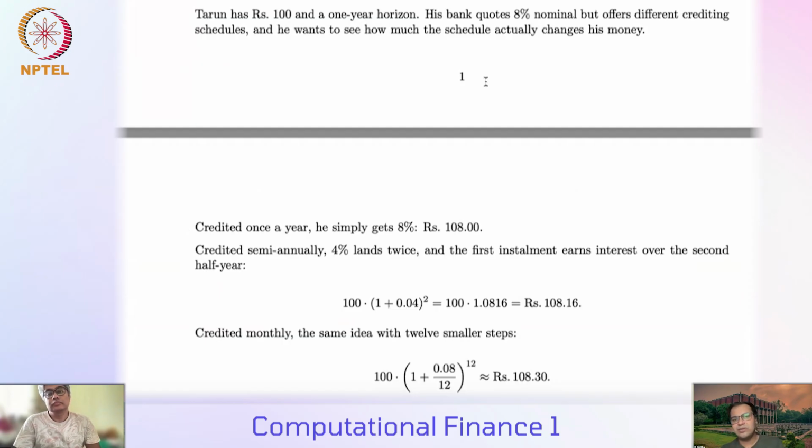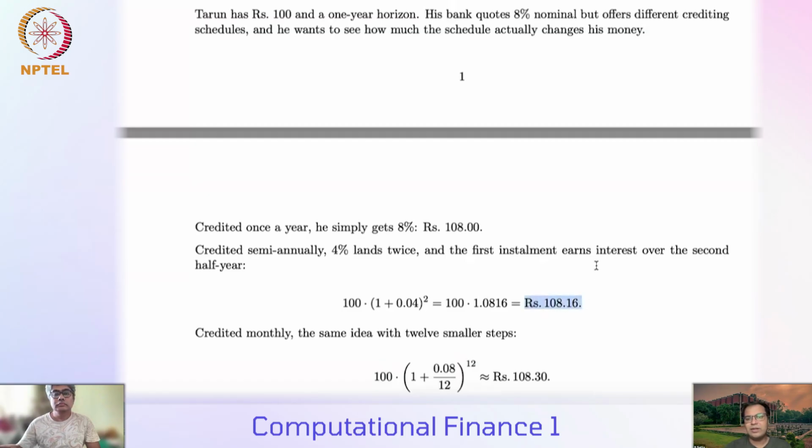If it's credited once a year, he's going to get 8%, so he would just get 108 at the end of the year. But if it's credited semi-annually, then he's going to get 4% at the end of 6 months. So 100 becomes 104, and then on that 104 he's again going to get 4%. So you end up getting 108.16.